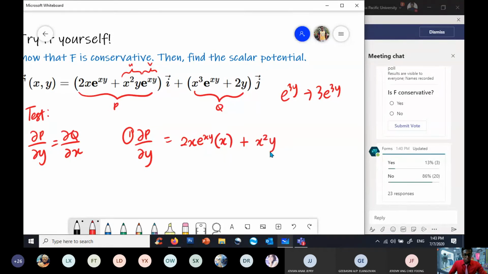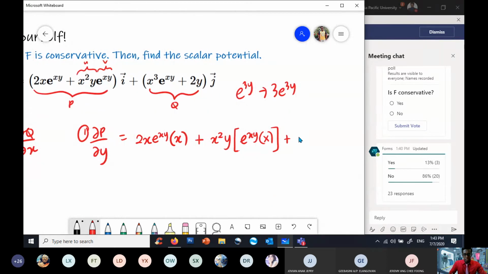U v prime. If I differentiate e to the power of xy, I'm going to get e to the power of xy again times x. Okay, u v prime plus v u prime. Differentiate x square y, you just get the constant, which is x square. So can I simplify this? This is going to be 2x square e^xy. This is going to be x square with another x, x cube y e^xy, plus e^xy. Okay, let me just write it as x first, x square e^xy.